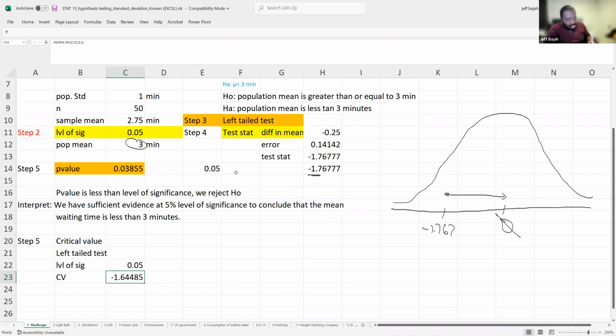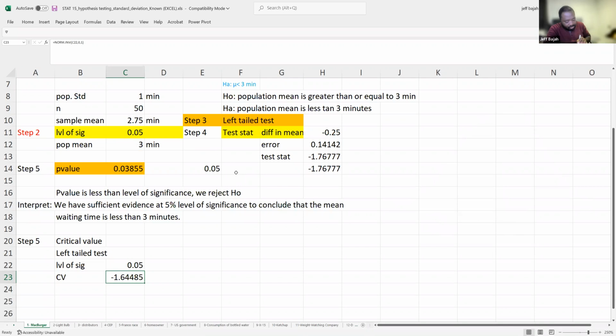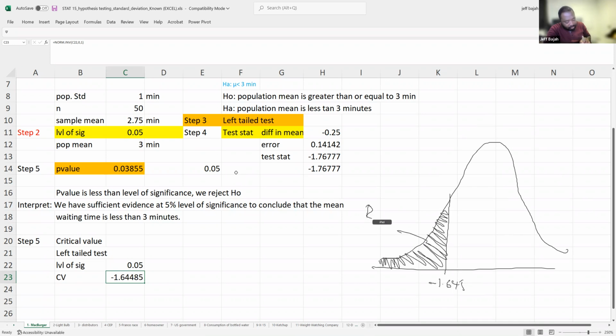So what the critical value is saying is, and so let me erase this. The critical value is saying that, you know what? Anything after minus 1.645, we're going to reject. It's H sub O, because it's too far away. Right? And remember, H sub O stands for this one. This is where H sub O stands.